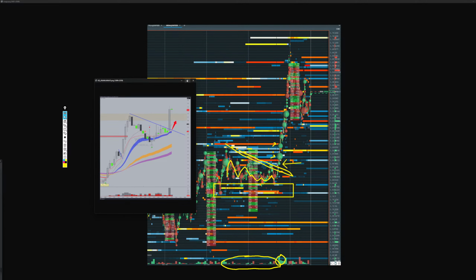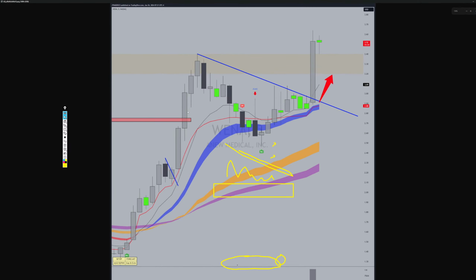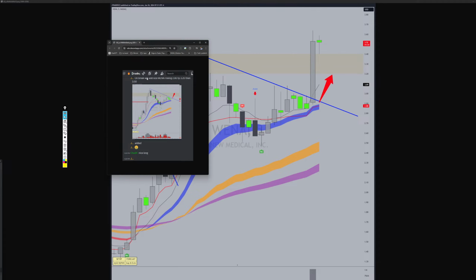The chart gave us this setup. So this was a trade with timestamps that we posted in the room. You can see also here: on break, we'll add size. WENA risking 280, TP 320, then 350, went up till 420. Now it's still going.